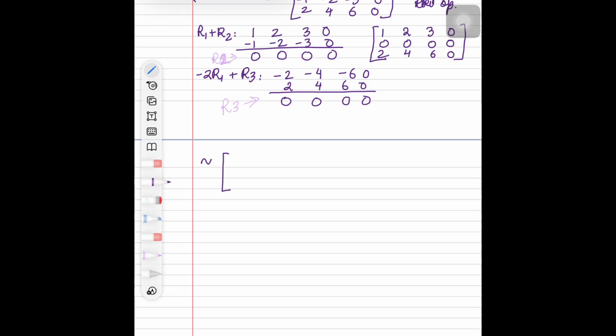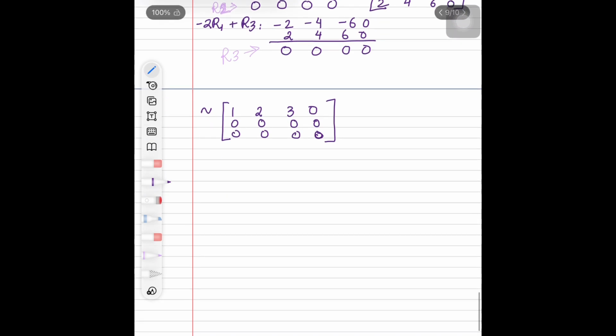This was row equivalent to 1, 2, 3, 0, and the rest are just all zeros. Don't write it like that, write it in rows. Okay, so the first row says x1 plus 2x2 plus 3x3 equals 0. And since there's no pivot in row 2 and row 3, x2 and x3 are free variables. Make sure you write that. That's something that people usually lose points for.